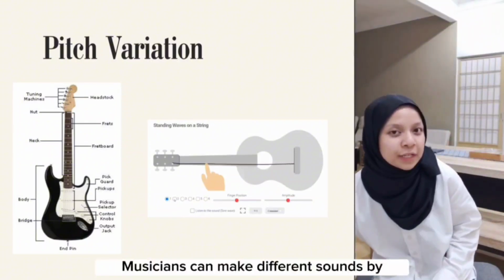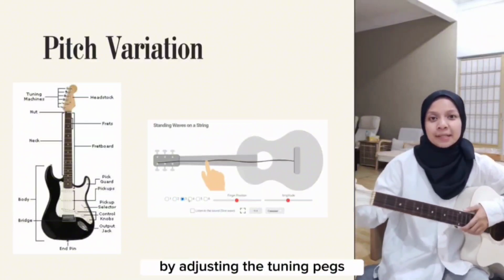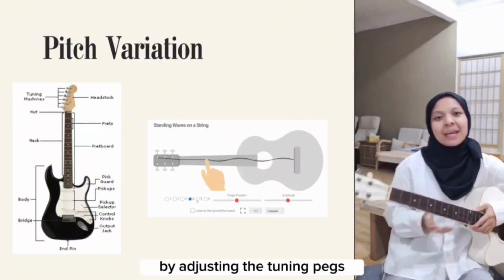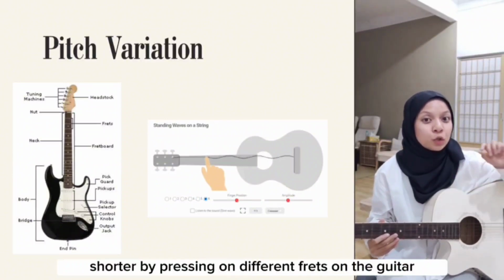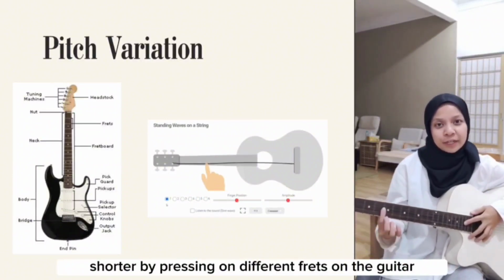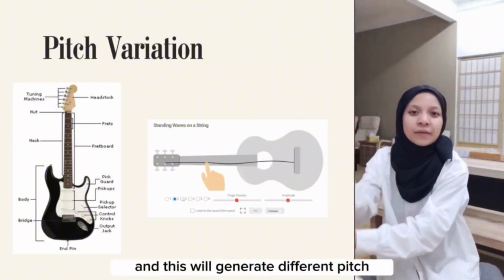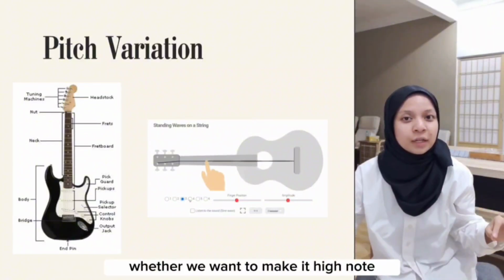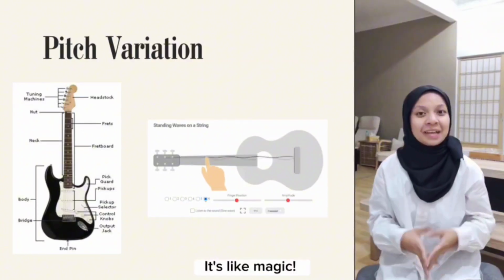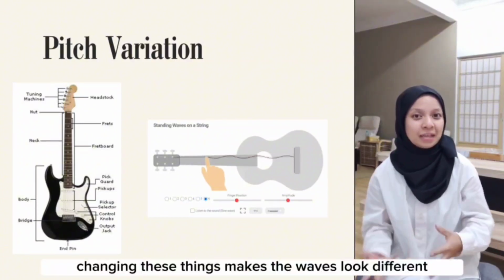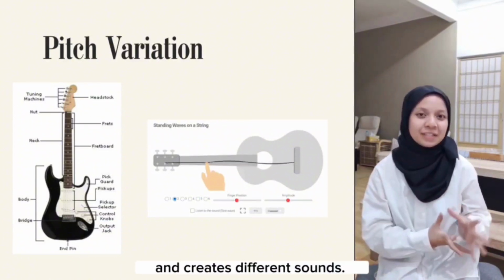Musicians can make different sounds by making the string tighter or looser by adjusting the tuning pegs, and also make the part of the string that vibrates shorter by pressing on different frets on the guitar. This will generate different pitch, whether we want to make a high note or a low note. It's like magic. Changing these things makes the waves look different and creates different sounds.